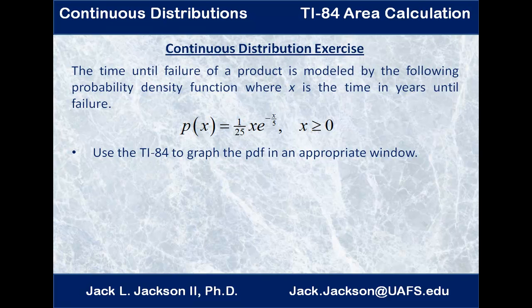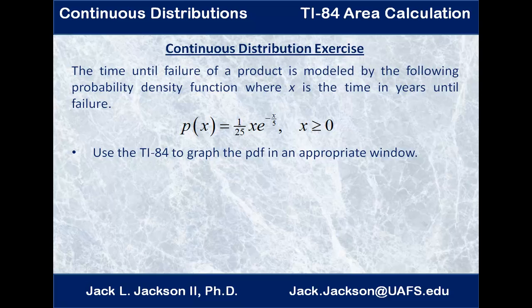We have a probability density function. P of x is 1/25 times x times e to the power negative x over 5. And this is defined for x greater than or equal to 0. That is, the probability density function is 0 everywhere else. So we only have to consider positive x's. First of all, this is the PDF. Okay? And first use the TI-84 to graph this and figure out an appropriate window for this.